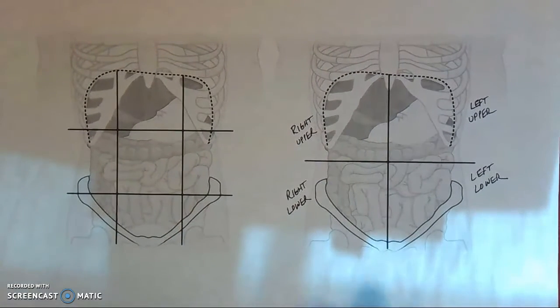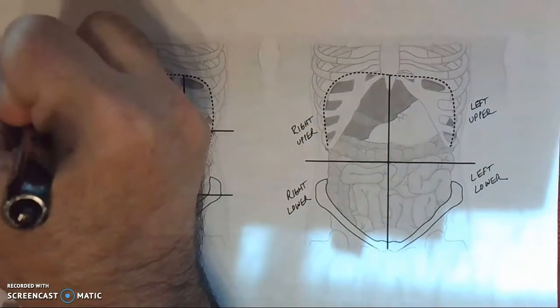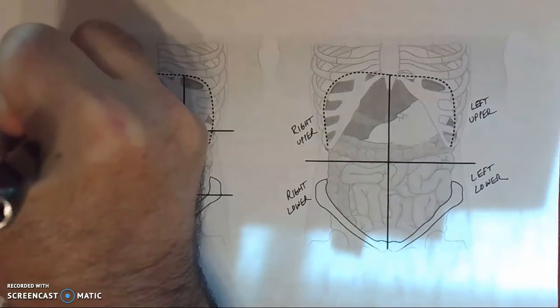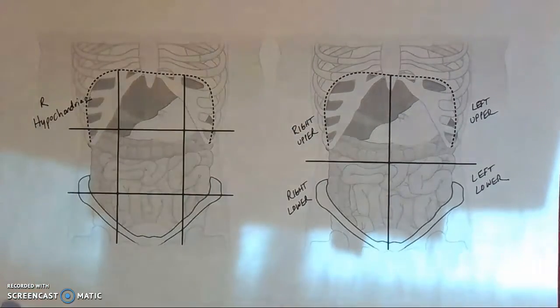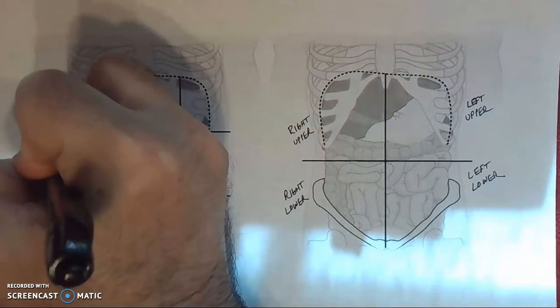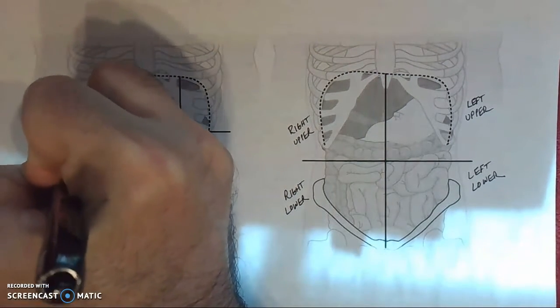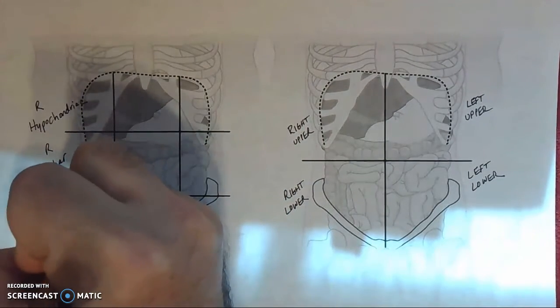But we also can divide it into 9 regions. And these are going to be right, left, and then we have a middle section. So I'm going to use R and L for right and left. So this top portion right here is called the right hypochondriac region. This one is the right lumbar region. And this lower one is the right iliac region.